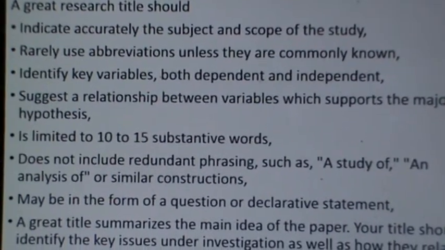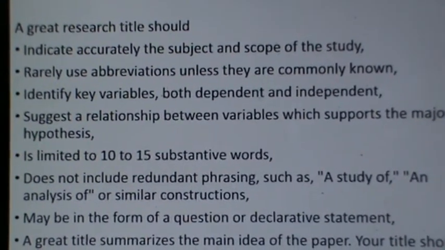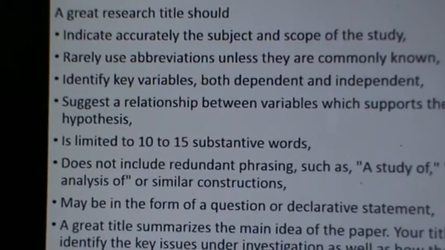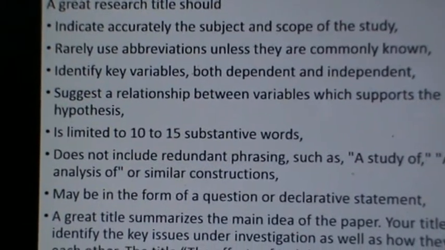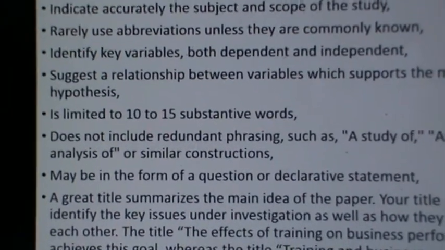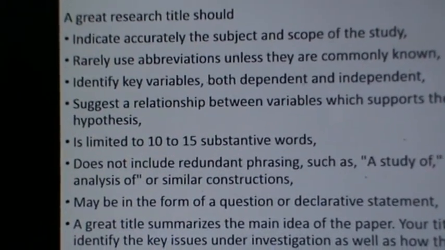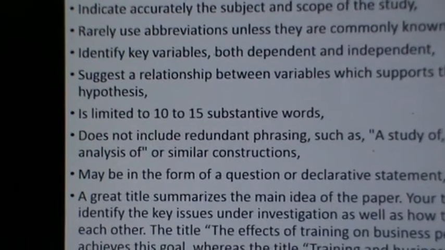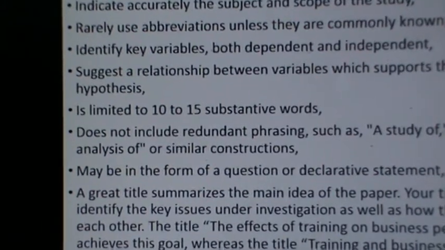A good title should rarely use abbreviations unless they are commonly known. A good title should identify key variables, both dependent and independent, and any other that will be dealt with in the research. A good title should suggest a relationship between variables which supports a major hypothesis, if this is the researcher's hypothesis. A good title should be between 10 to 15 words, substantive words.